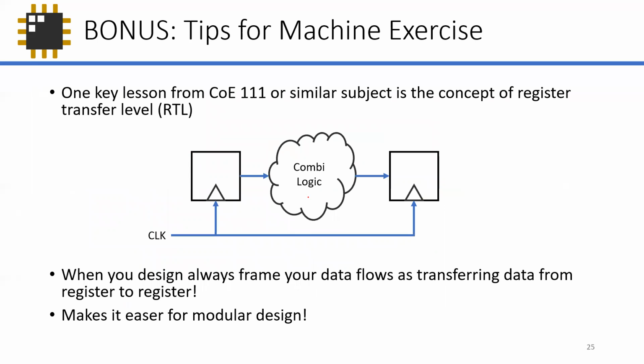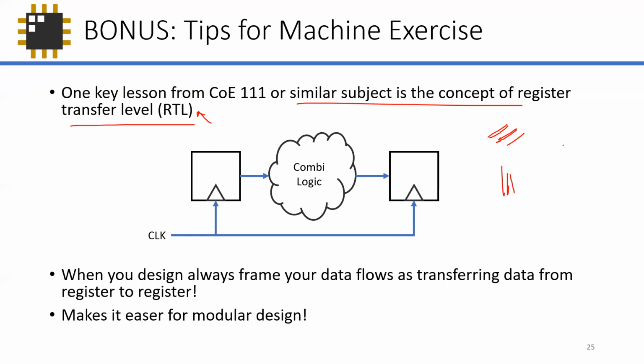Now, one key lesson from CoE 111, or from any similar subject, is the concept of register transfer level. That's the minute details that we have to look into. If artists, painters, practice their strokes, right? The strokes that they do, the color gradients and stuff like that.